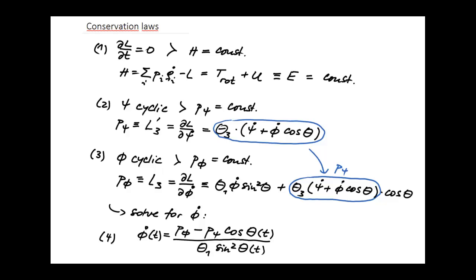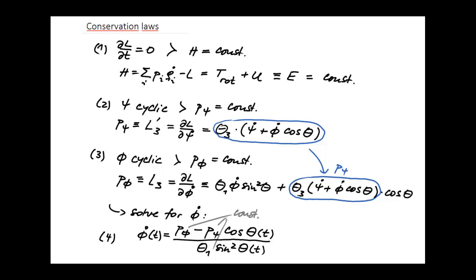This tells you that if you knew the Euler angle theta as a function of time, then you could insert this in the right-hand side. P phi, p psi, and the eigenvalue theta 1 are all constants of the motion. So if you knew all that, then you would have a first-order differential equation for phi, and you could solve for phi. And you would obtain phi as a function of time. Just for completeness, let me note here that these are all constants.